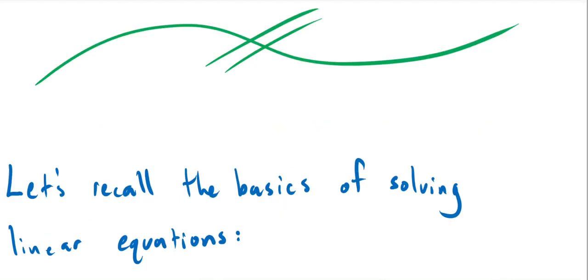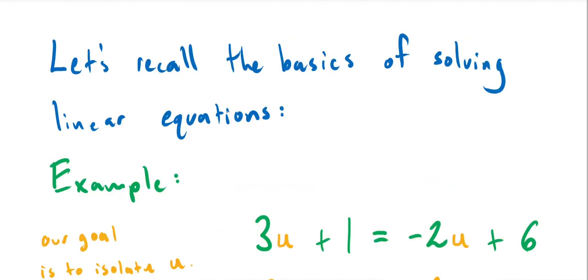So before we begin on solving species of radical equations, let's remember about the basics of solving linear equations. Let's take as an example this one, 3u plus 1 equals minus 2u plus 6. And remember, when we're solving for a variable, our goal is to isolate that variable, which means to get it alone on one side of the equal sign.